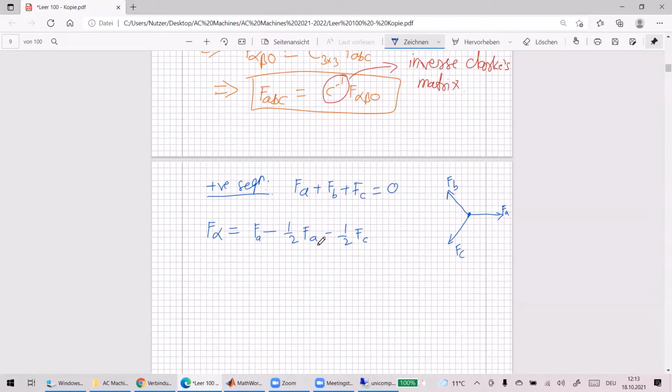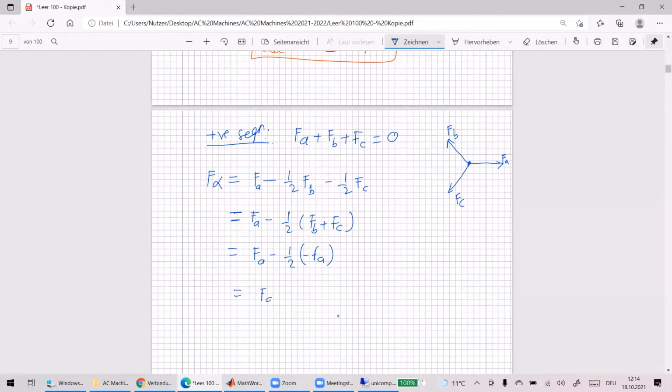And let's solve this. Yeah, there is again a mistake. This should be B. So let's solve this again, with this condition. We can rearrange and write it like this: FB plus FC. And can we write this FB plus FC as minus FA? Is it okay to write minus FA? If the zero sequence component is 0, then we can write minus FA. And this becomes FA plus FA by 2, and then this gets 3 FA by 2.